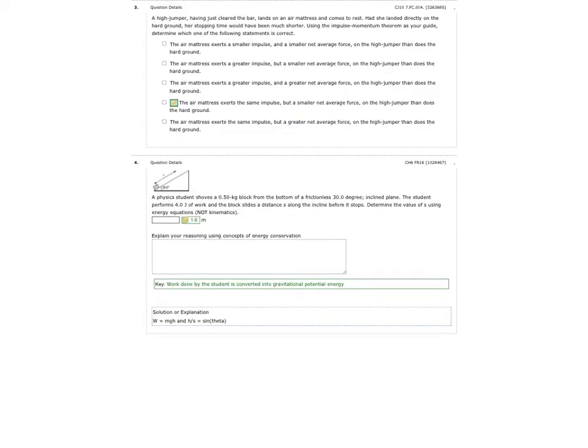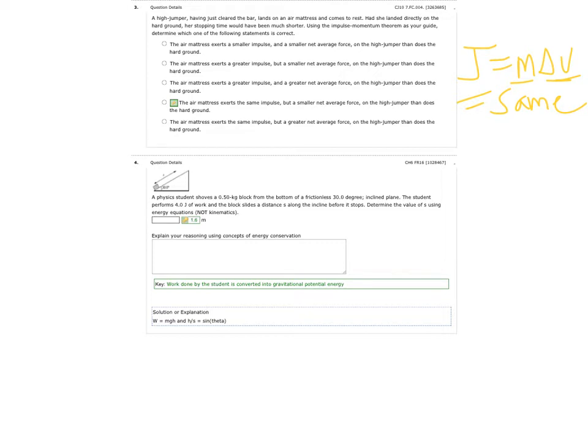And then for this one, this is a person that's jumping. He clears the bar and he's going to land on an air mattress, which is much better than the concrete. So you had to use the concepts of impulse momentum. So the idea is that the impulse in both cases, m delta v, is the same because her mass is the same, and her change in speed goes from wherever it was to 0.